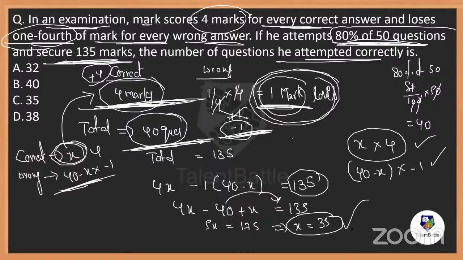Understood? That is how we solve it using this method. If he is losing marks, you should always consider it as negative, so minus 1. If he is gaining marks, you need to take it as plus. This is the actual procedure that you can follow. Is this procedure clear? Now I will tell you a small trick.